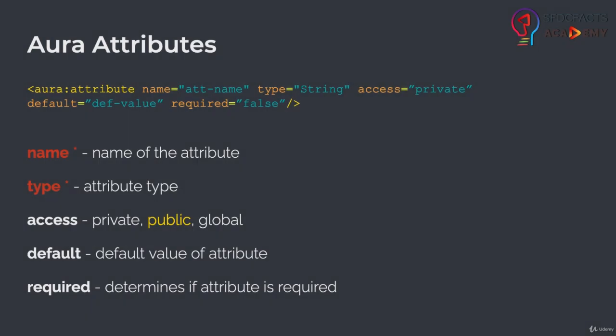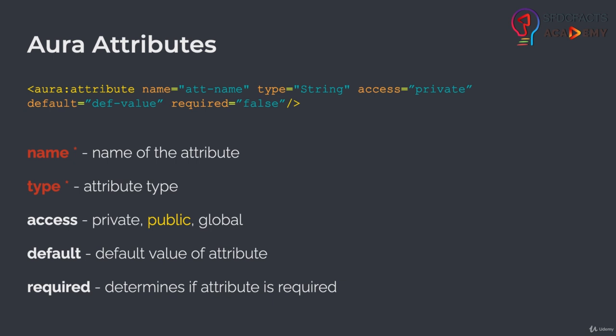So this is a syntax that you need to use in order to create an attribute inside your Aura component. First of all, you need to use the component called Aura:attribute, and then it has some attributes itself. For example, you need to give your attribute a name using the name attribute here. I know I'm saying attribute a lot, but this is what it is. To create an attribute, you need to use attributes.